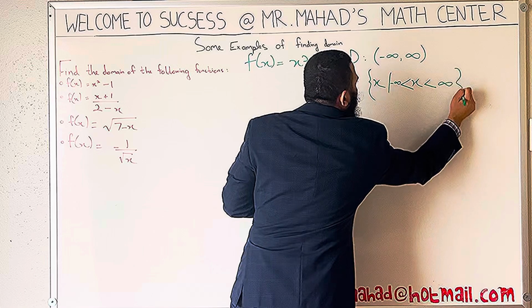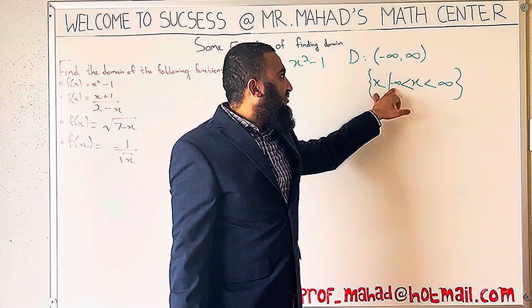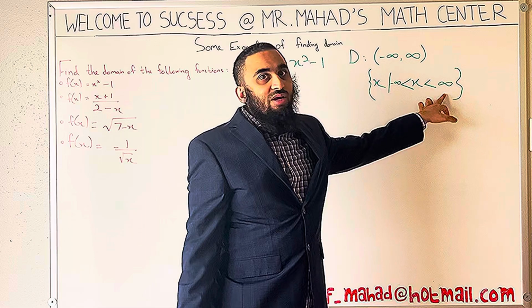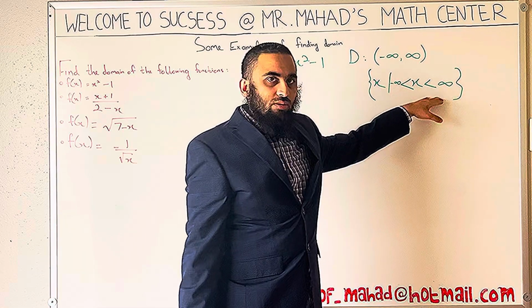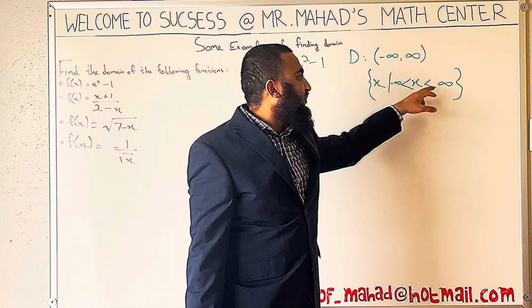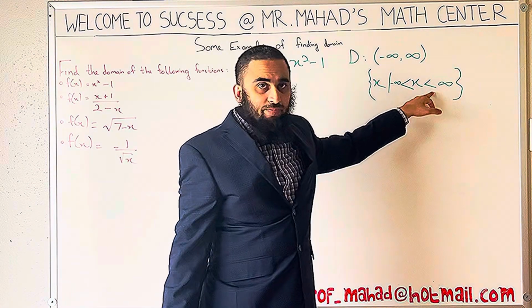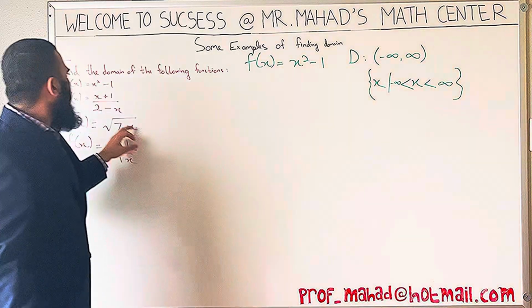Now you know the rule in mathematics that when negative infinity or positive infinity is an endpoint, it is never included. Hence, it's not greater than or equal to, it's not smaller than or equal to. It's only greater than here and it's smaller than here. Okay? Let's move on to the next example.